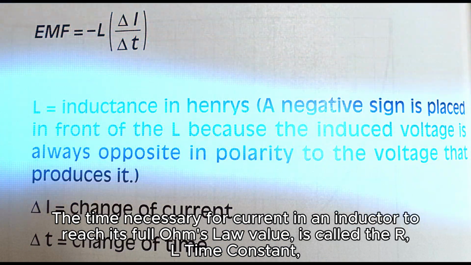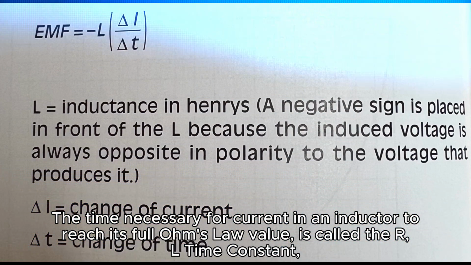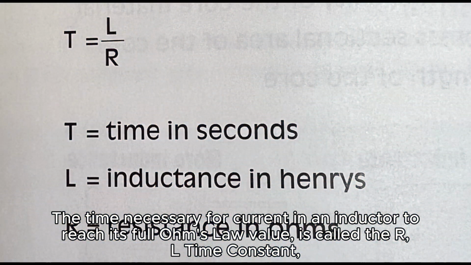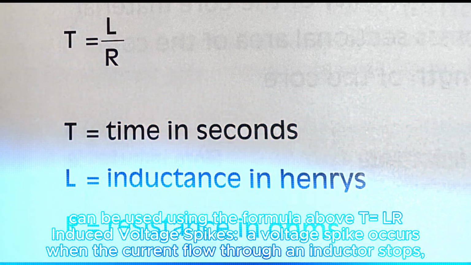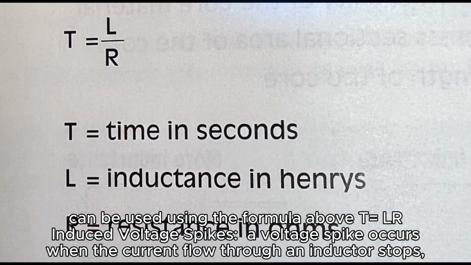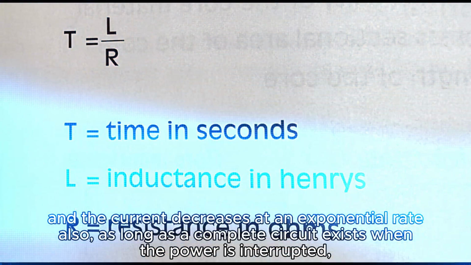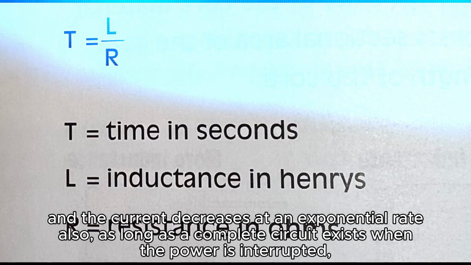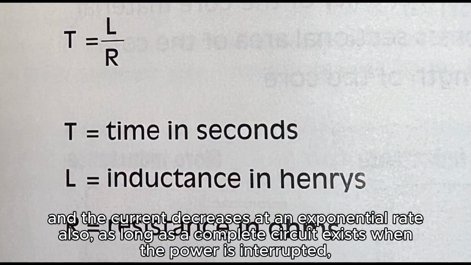L time constants. The time necessary for current in an inductor to reach its full Ohm's law value is called the L time constant. It can be calculated using the formula above: T equals L over R. Induced voltage spikes. A voltage spike occurs when the current flow through an inductor stops, and the current decreases at an exponential rate, as long as a complete circuit exists when the power is interrupted.